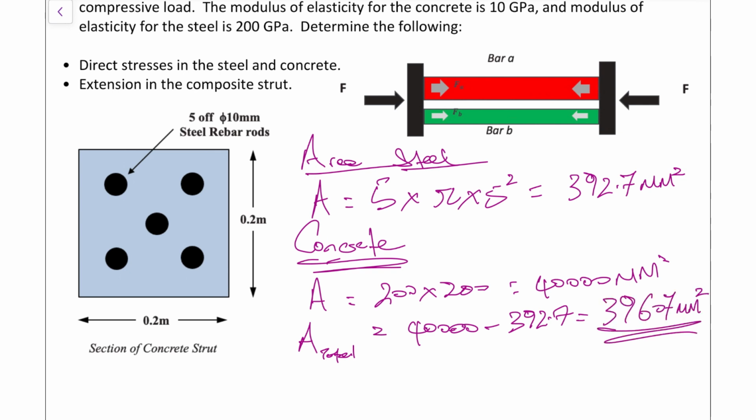So we have the area for the concrete, we have the area for the steel, and we're now going to get into some really deep step-by-step analysis of how to find our direct stress in the steel and concrete, and after that our extension.